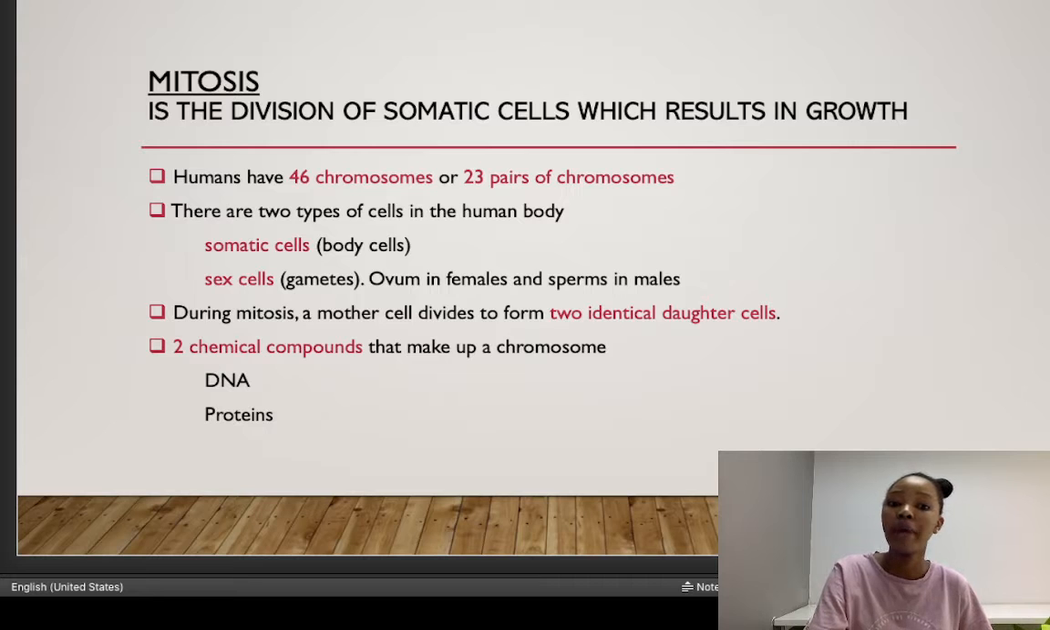Two chemical compounds make up a chromosome. So a chromosome is made up of two chemical compounds, which are DNA and proteins. You know that DNA contains genes, and genes determine your characteristics: your hair color, your skin color, your height, your eye color, so many things. The genes determine your physical characteristics, your phenotype.